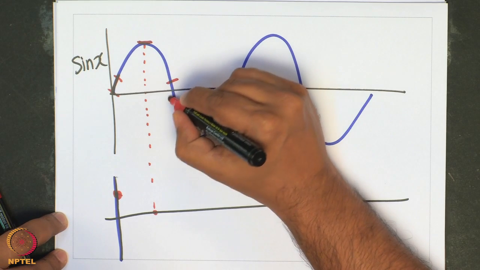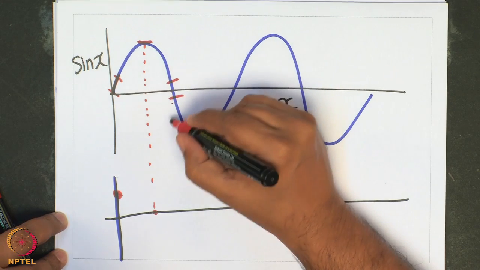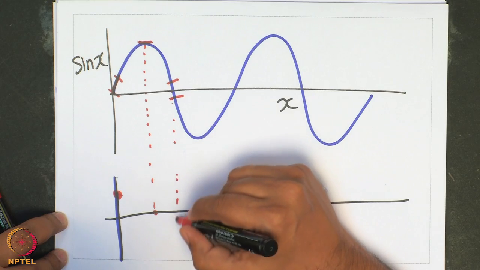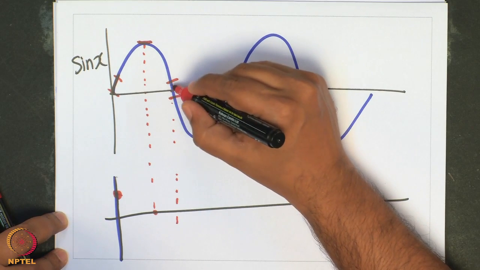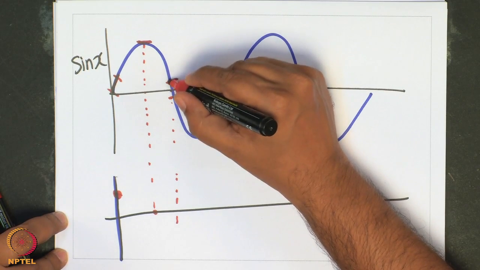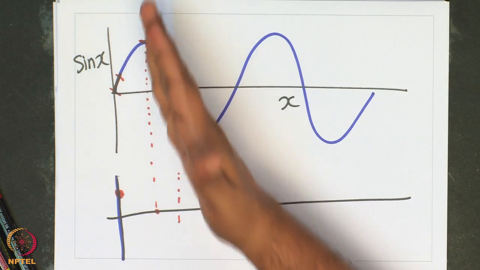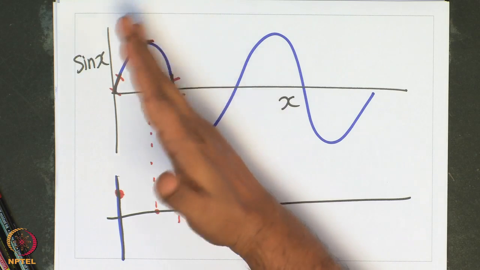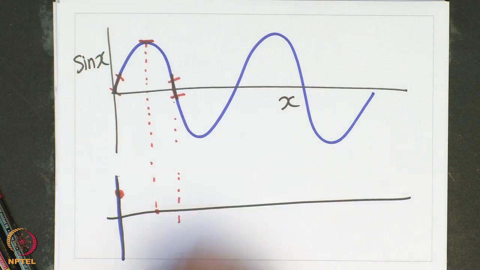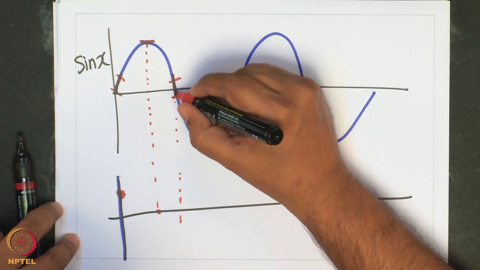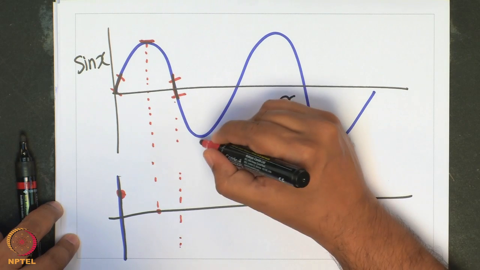If you look at this segment corresponding to here, we know that this will have a negative slope. The slope locally here is negative. It's a tilted function to this side. Therefore, this will be a negative value somewhere here.